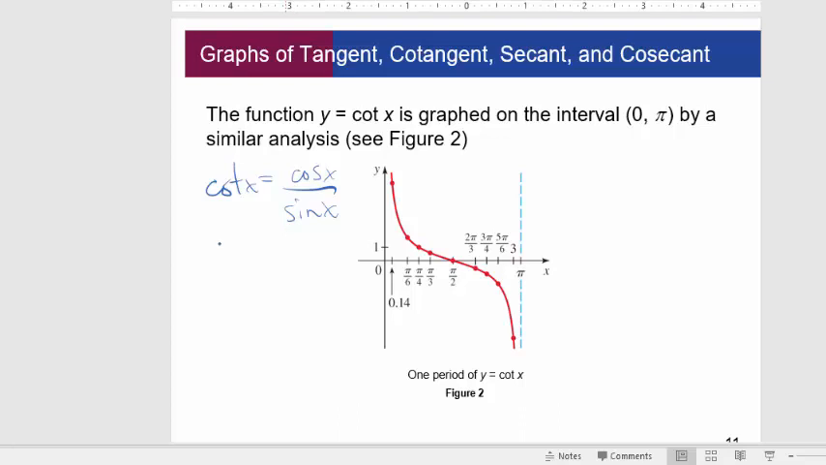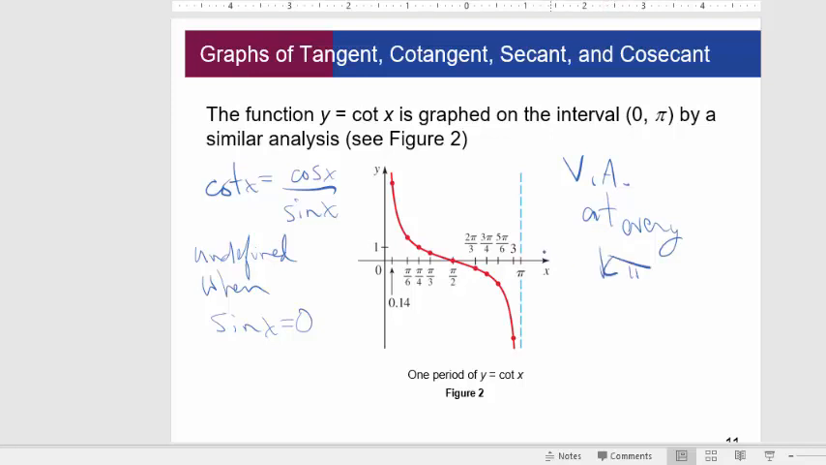So this one is going to be undefined when sine of x equals 0. And when is sine of x equal to 0? Well, the sine of 0 is 0, the sine of pi is 0, the sine of 2 pi is 0. So it's going to be undefined at every pi k. Okay, and remember we had come up with the general rule for where the asymptotes of the tangent graph lie? This one is easier, right? So this one is going to have vertical asymptotes at every pi times an integer, right? So it's going to have vertical asymptotes at every x equals k pi.